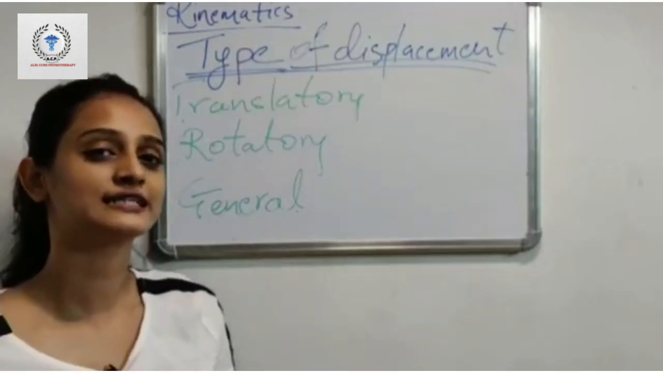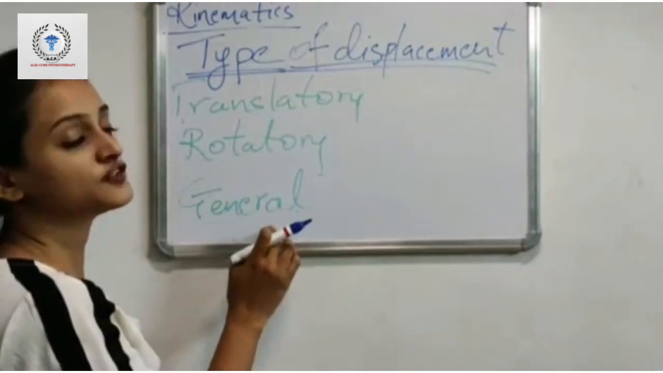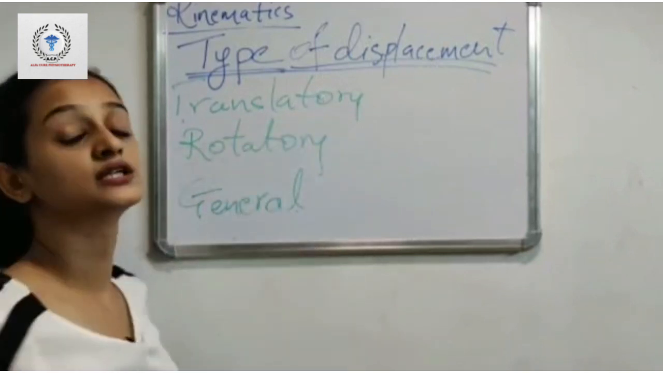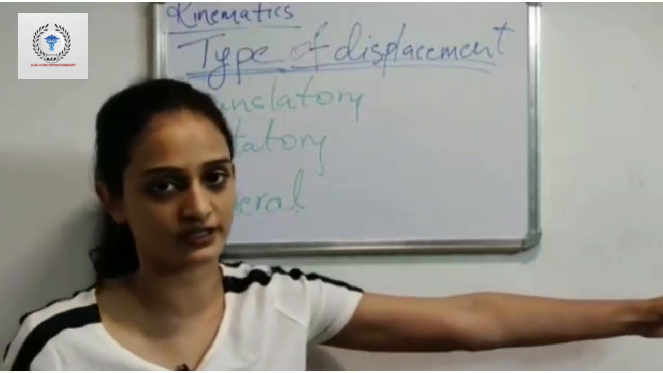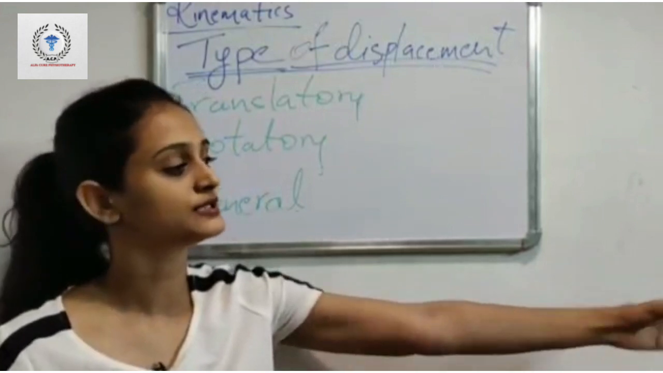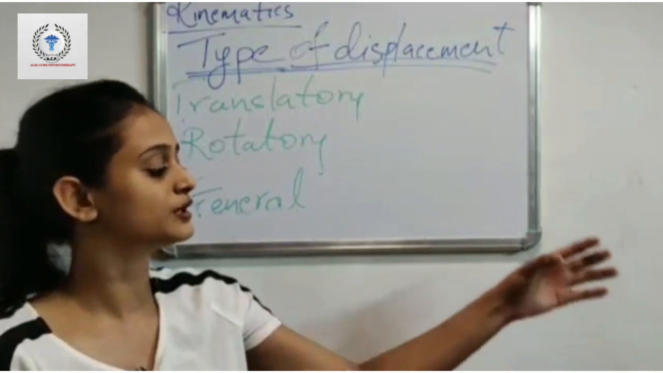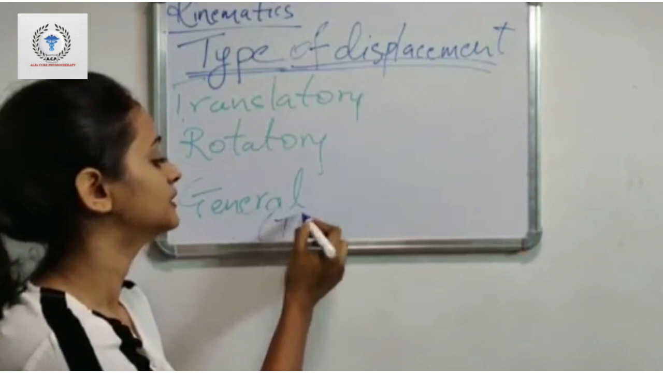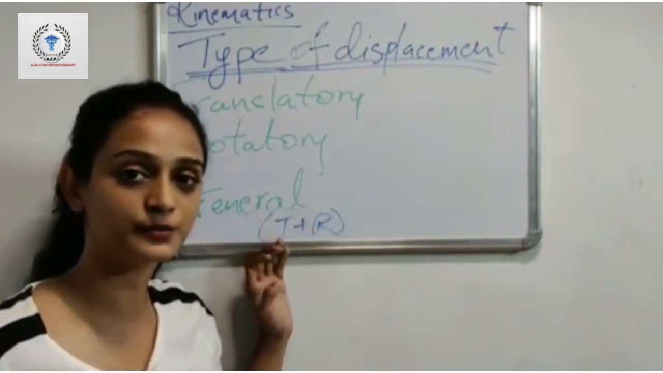Now we are going to study the first variable of kinematics, that is type of displacement. There are 3 types of motion: translatory, rotatory and general. Translatory motion is where a movement is taking place in a straight line. Suppose I am going to grab a glass of water like this. The movement is taking place in a straight line. Now if I am going to drink that glass of water, the movement is taking place at an angle. So it can be called angular displacement or rotatory motion. General motion is a combination of translatory and rotatory motion.